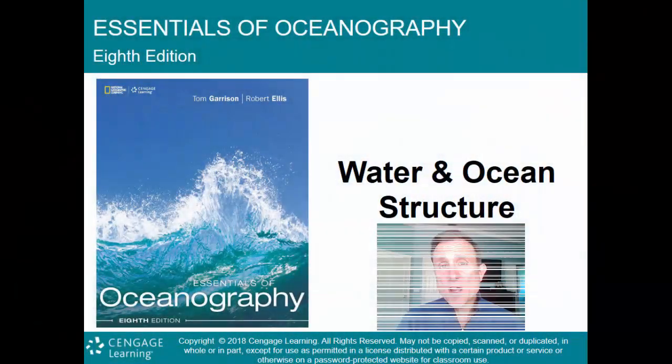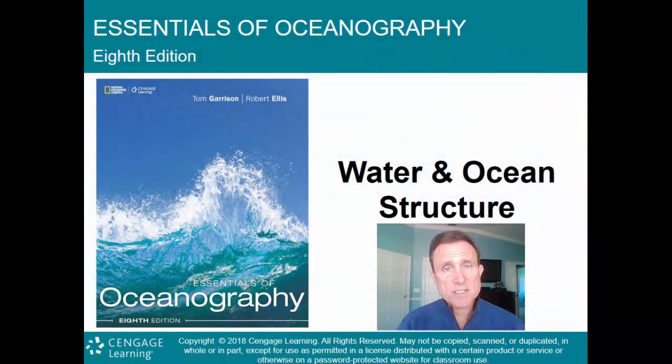That wraps up Water and Ocean Structure from the textbook Essentials of Oceanography, the 8th edition, written by Tom Garrison and Robert Ellis from Cengage Learning. Of course, we talked about ocean water, the structure of water, the composition of water, the unique properties of water, and the composition of the ocean itself.